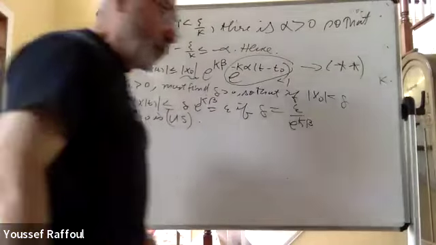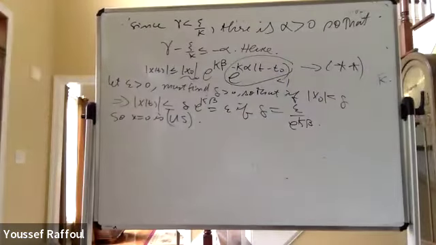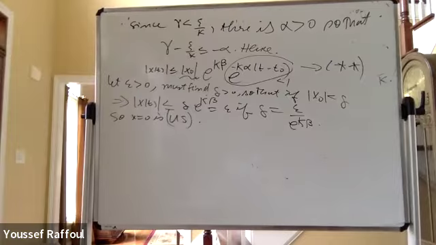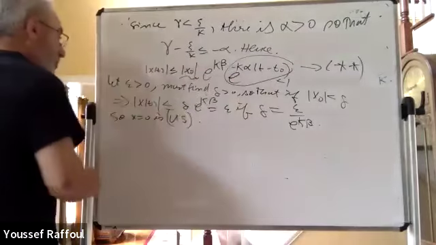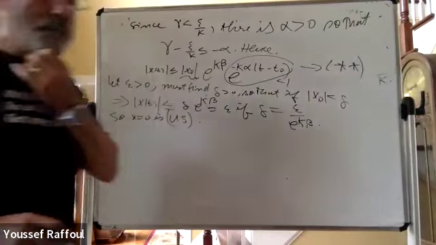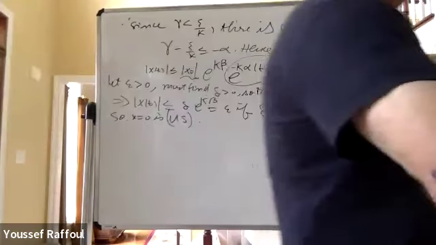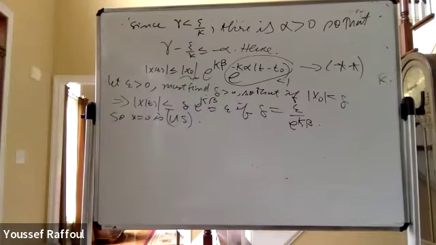Now we need to show it's uniformly asymptotically stable. Okay? Remember, go back and look at the definition of uniform asymptotic stability. Okay? Take a look at it.